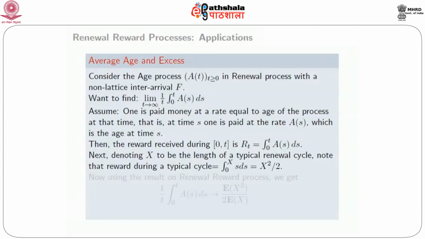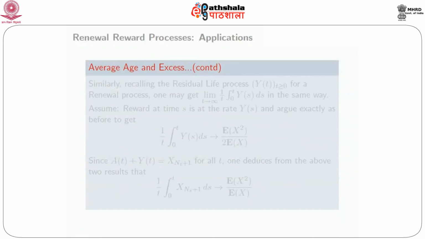So the total reward during a renewal typical cycle would be X squared by 2. Now using the result on renewal reward processes, what we therefore get is that this quantity, 1 over t integral 0 to t A_s ds, which is the same as R_t over t, converges to the expected value of a reward during a typical cycle, which is half of E[X squared], divided by the expected length of a renewal cycle, which is E[X]. So we get E[X squared] by 2E[X] as a limit of 1 over t integral 0 to t A_s ds. So let's continue with that.